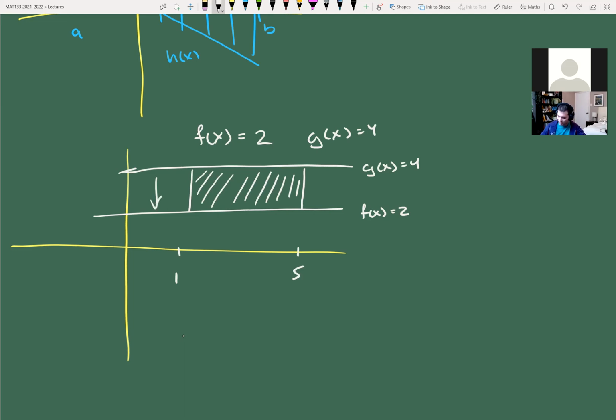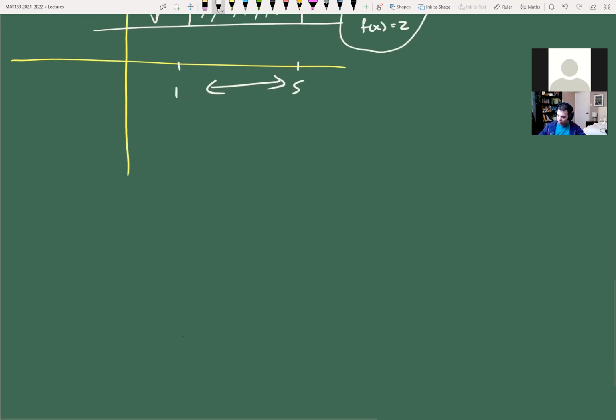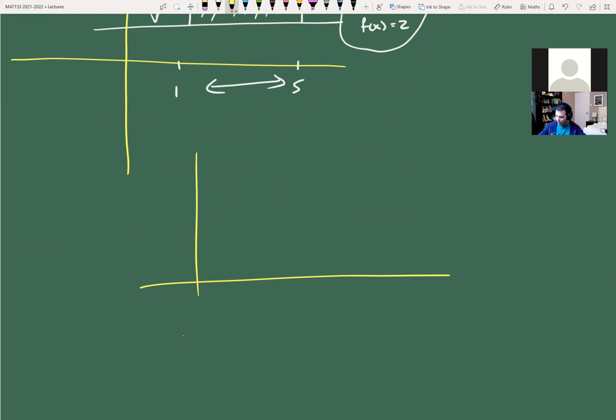Does this make sense? The height here is the difference between these two functions. And then I'm going to integrate that from 1 to 5. Now, does it make a big difference if I change it? Instead of being a rectangle, I choose two different functions. So now g of x looks like this, and h of x looks like this. And I'm after this area.